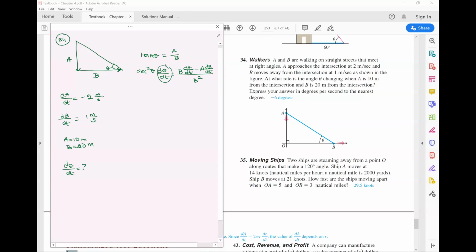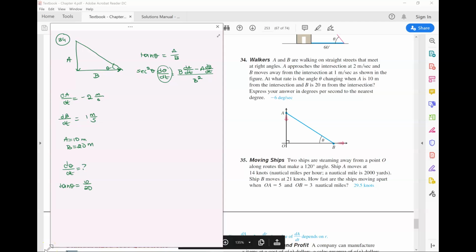Here, I'm missing a theta. So now I need to use A and B and figure out theta. How do we figure out theta? Tangent of theta is A over B, that's 10 over 20. If tangent of theta is 10 over 20, then what's the secant of theta?